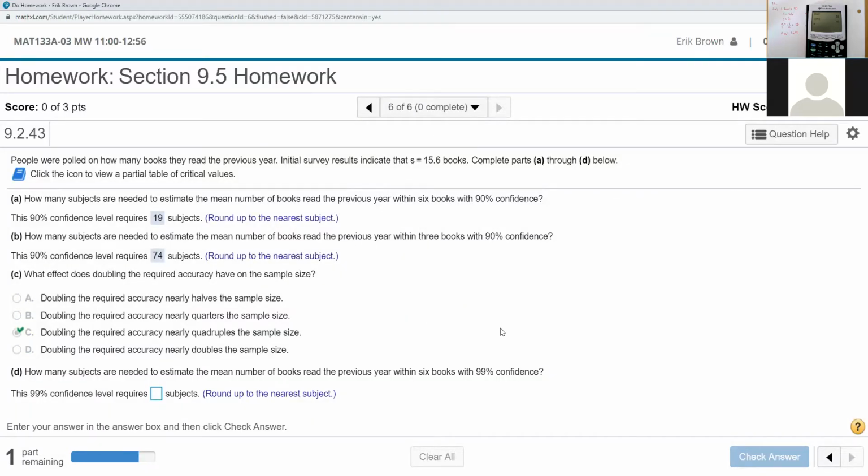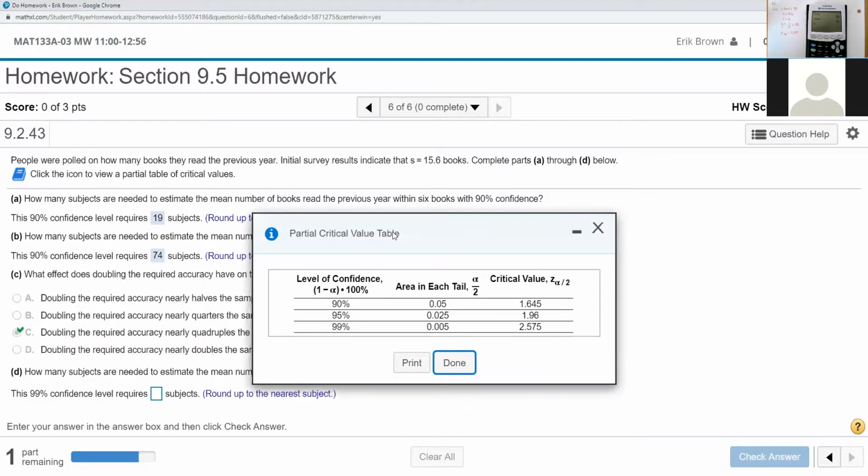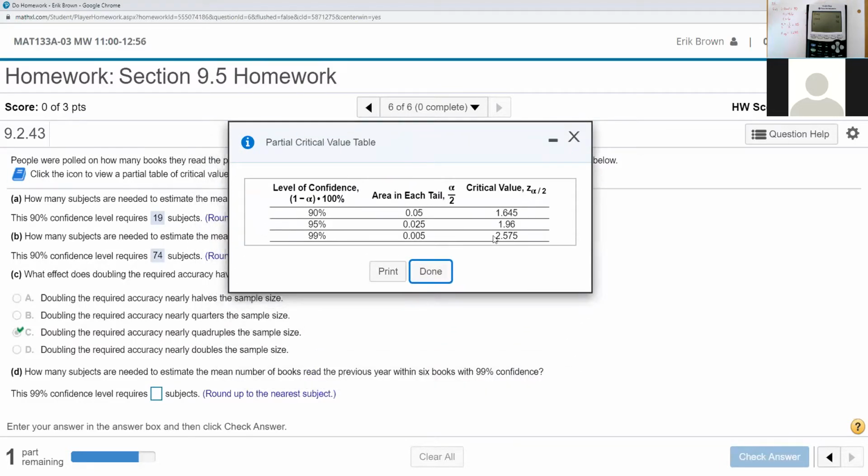So now, note how many subjects are needed to estimate the mean number of books read the previous year within 6 books. So it's the same margin of error as letter A, but we're now wanting to increase the confidence level to 99%. So all that means is it changes our alpha. Well, this little thing that MyStatLab gave you is a nice handy way to quickly get the number. We started with a 90 at 1.645. We're now changing that critical Z value to 2.575.